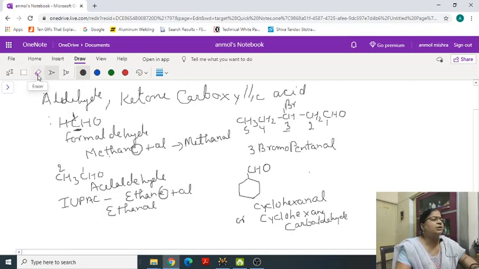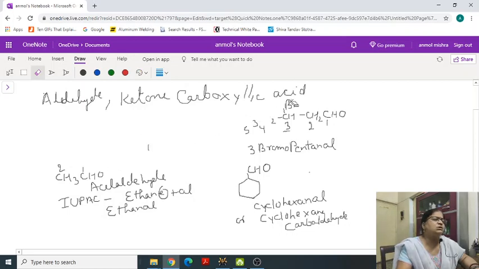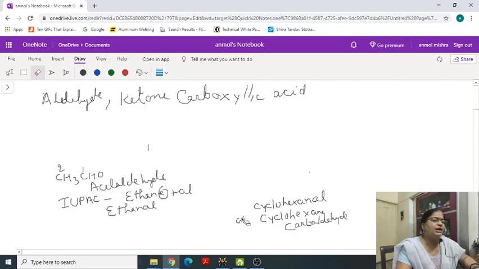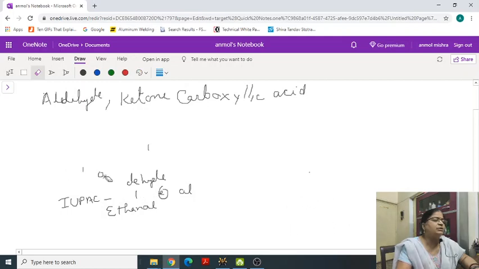Now, sometimes these functional groups have lower preference, then we can use the prefix oxo collectively for both aldehyde and ketone, or for aldehyde it is called aldo, and for ketone it is called keto. I will give you one example.